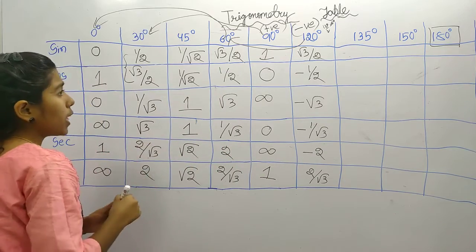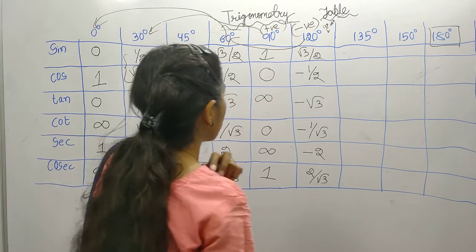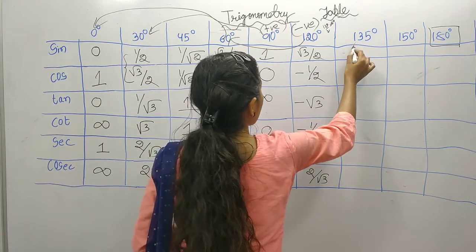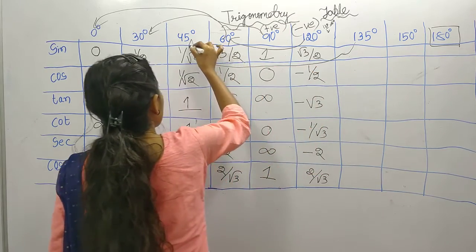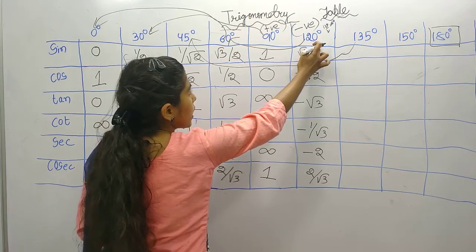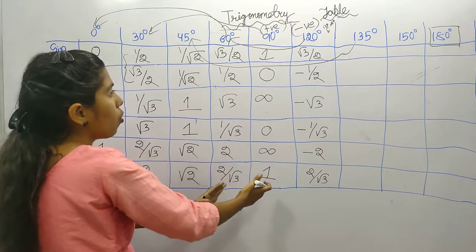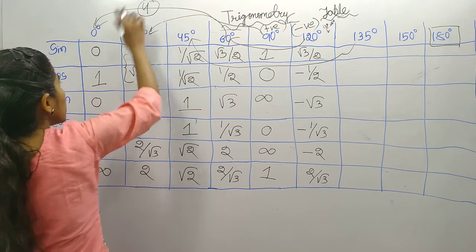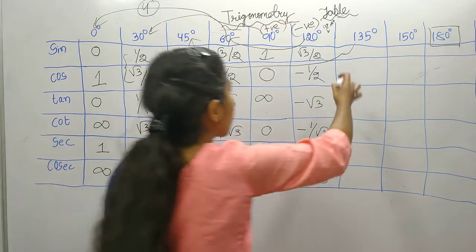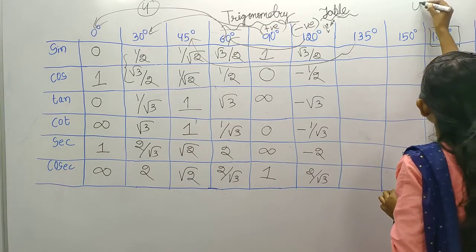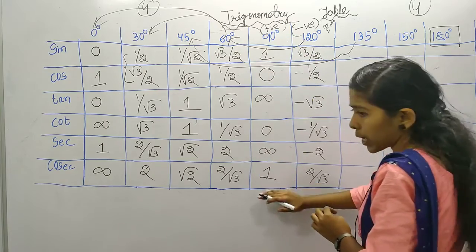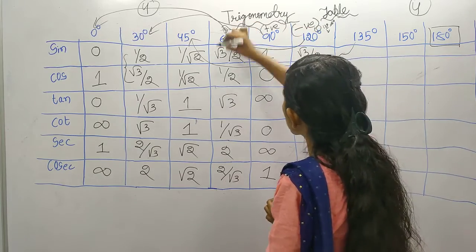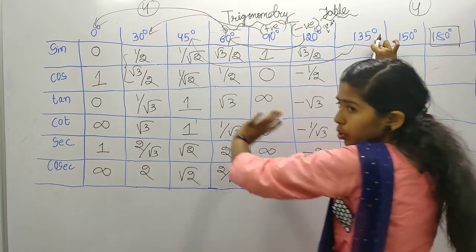Next move to 135 value. So here you see 135. This is similar to 45 degree. See 120, 90 is the middle part. Here 0, 30, 45, 60 are 4. Here 120, 135, 150, 180 are 4 and 90 is the middle part. So if 120 first is connected to this 60, now 135 will be connected to 45 degree.